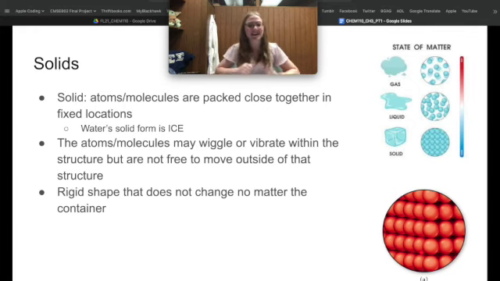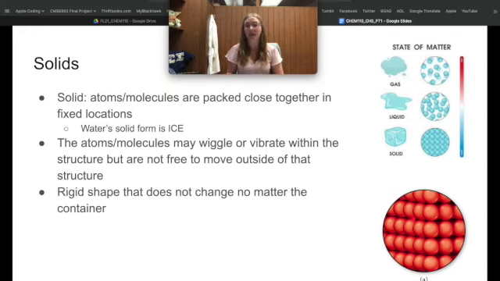You know, they'll wiggle back and forth. So even though these atoms are very tightly packed together within this rigid structure, they're just wiggling back and forth. They're going to wiggle and vibrate within the structure, but they're not free to move outside of just that vibrational motion. So it's a rigid shape. It does not change no matter the container.